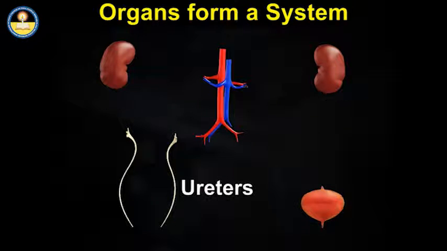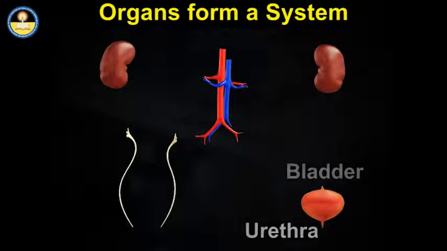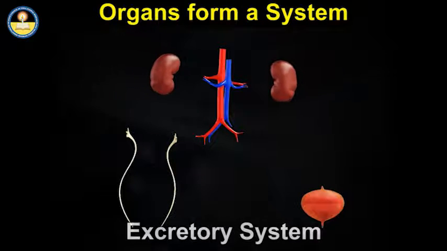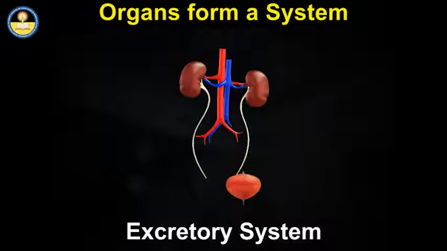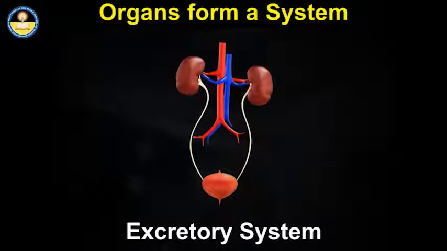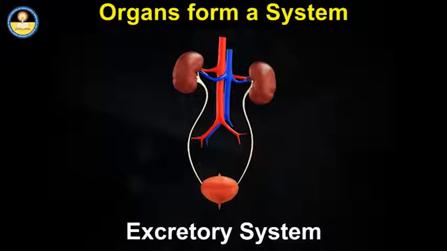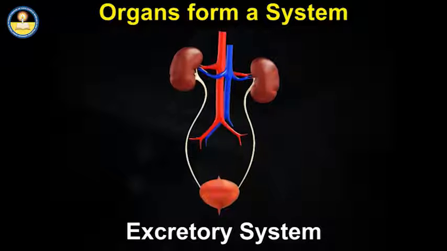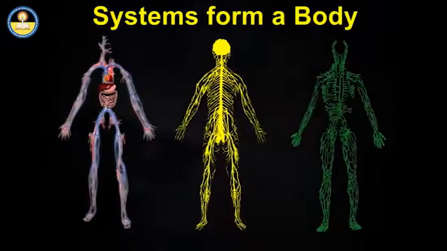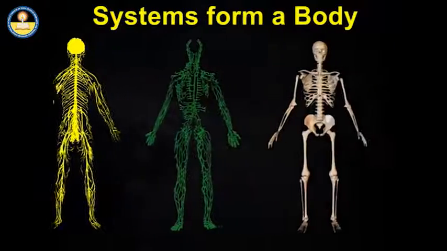Kidneys, ureters, bladder and urethra are organs present in human excretory system. The main role of the excretory system is to filter out cellular waste, toxins and excess water. Like this, there are 10 major organ systems in our body.